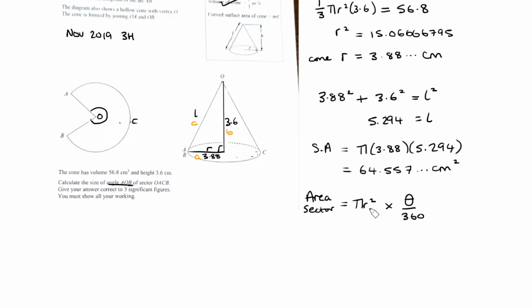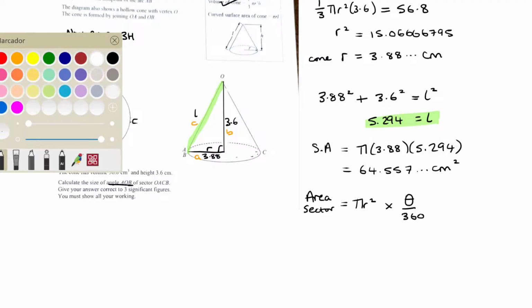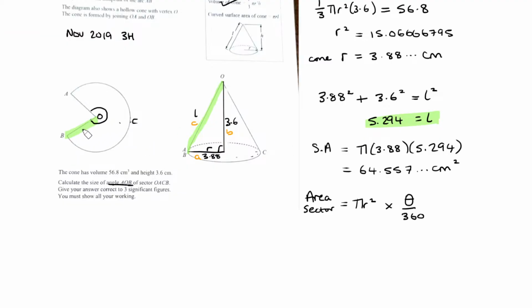Now, the only thing I need to sub in is the radius, but be really careful, because the radius of my sector, the AO or BO, isn't this bit here, is it? It's not 3.88. It's actually the length, isn't it? So we're going to use not 3.88, but the length again, which was our 5.294. Be really careful with that, because it obviously doesn't look to scale, it can be quite easy to think that the 3.88 is the radius, but it's not.